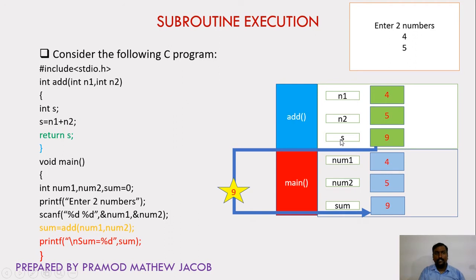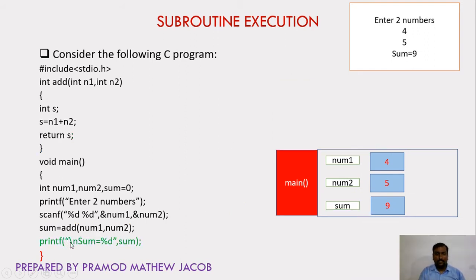The next statement is returning the value of s to the main function. So the subroutine is executed now and the value held by the memory location s, which is 9, is returned to the main function. So the sum variable in the main function will now get the value 9. The main function again resumes its execution and the next statement in the main function is printf sum is equal to %d comma sum. So the value of sum is displayed in the output section. Sum equal to 9 is displayed. So this is how the subroutine execution takes place.